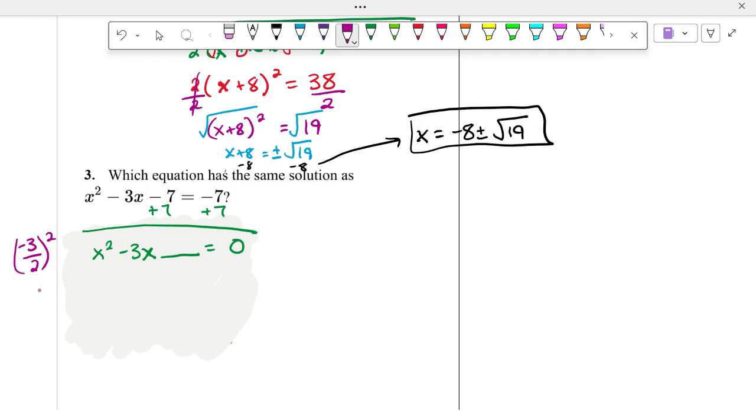So remember, this is the same thing as negative 3 squared over 2 squared. So this would be 9/4. I want it as a fraction. So I'm going to add 9/4 to both sides. So this would be x squared minus 3x plus 9/4 is equal to 9/4.